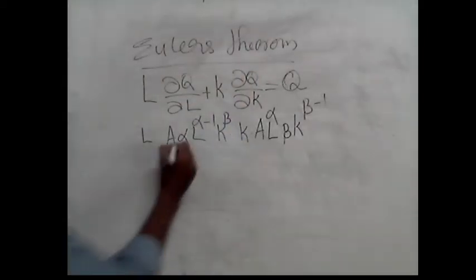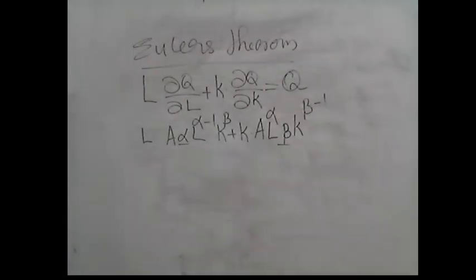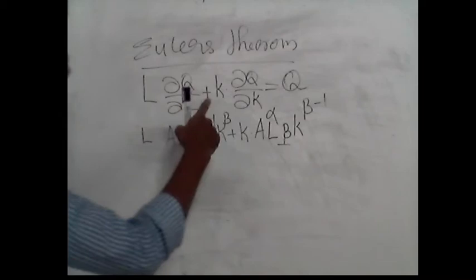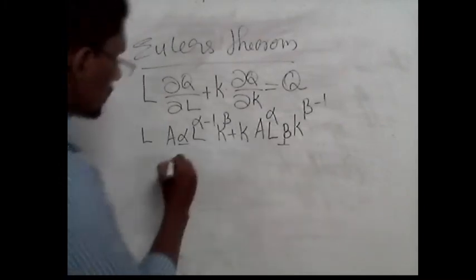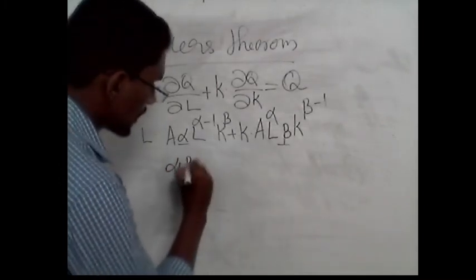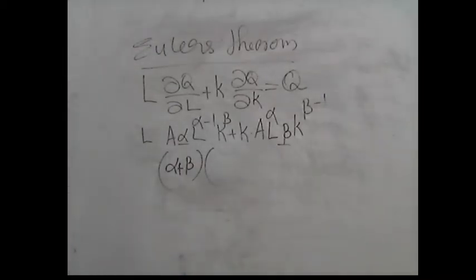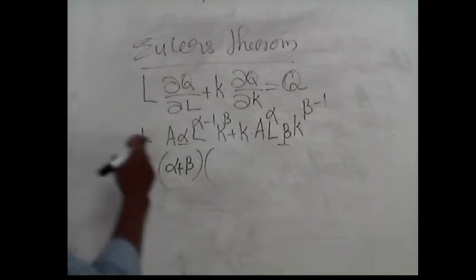Here alpha and beta can be taken outside, and the sign is plus, that is, A alpha L raised to alpha minus 1 K raised to beta plus K into A L raised to alpha beta K raised to beta minus 1. Alpha and beta can be taken outside, that is, alpha plus beta into A L raised to alpha K raised to beta, and we can split the functions differently.